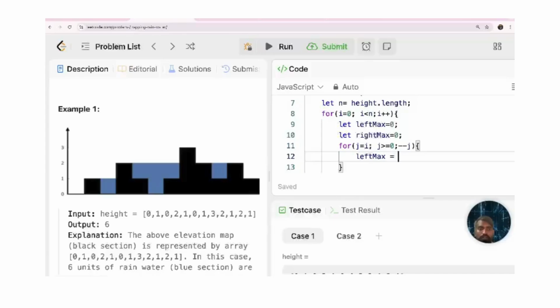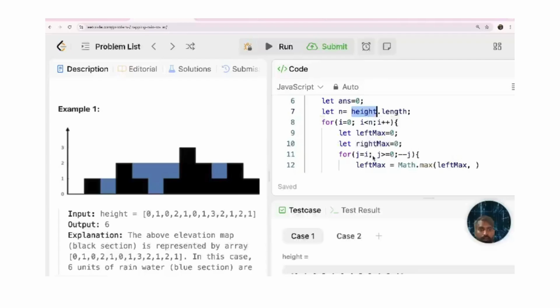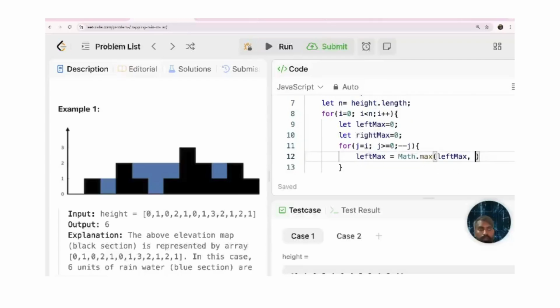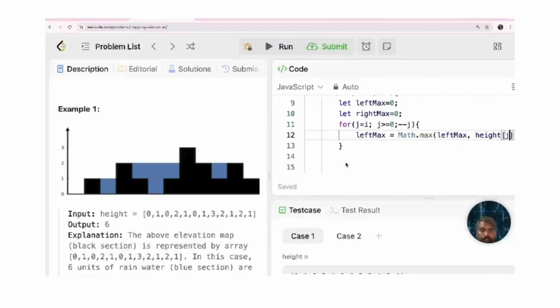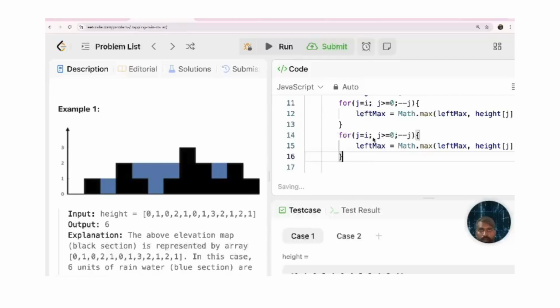So we are going to take Math.max of left max and height of j, like what we are having inside of j, correct? We are calculating based on j. So this is how we calculate the left max. Similarly, we are going to calculate the right max of the current index.